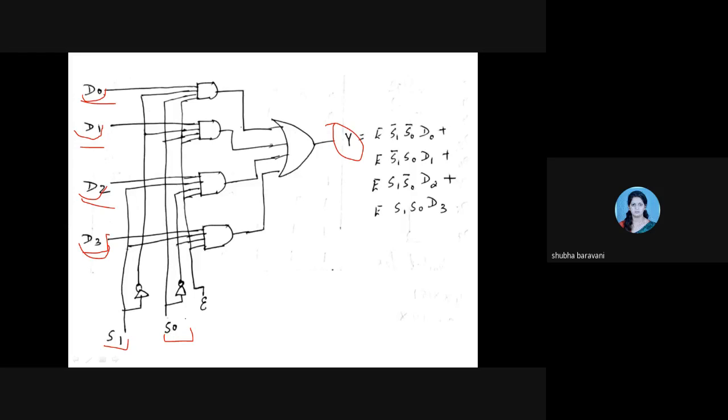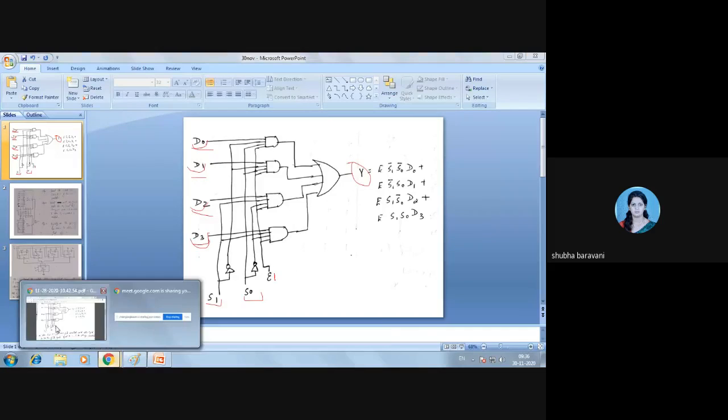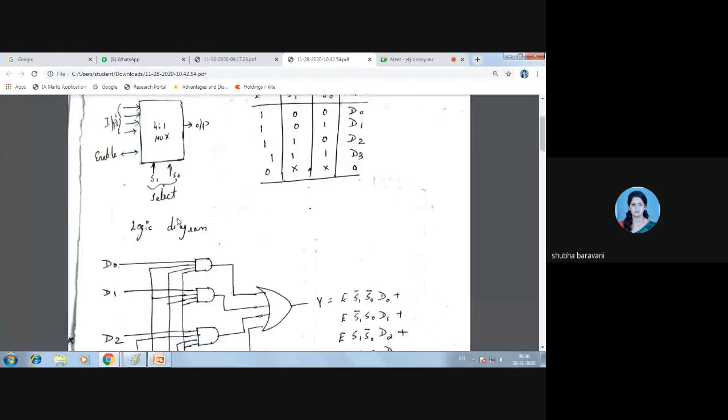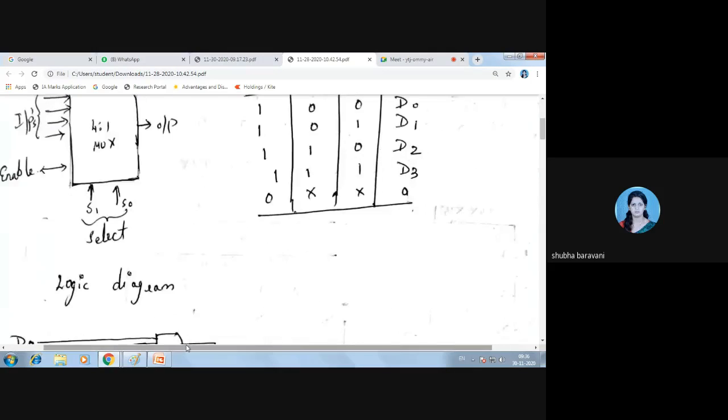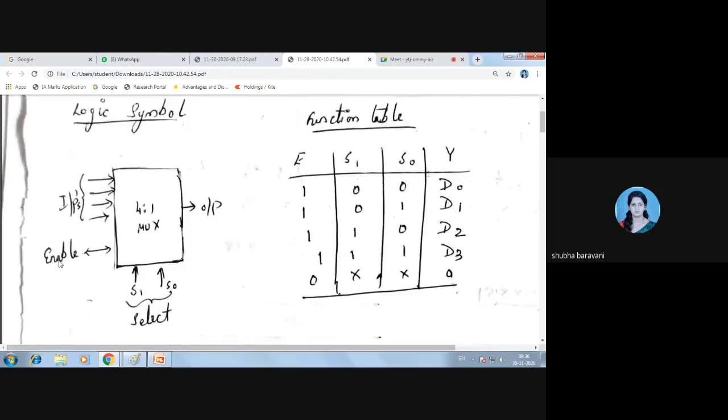Okay, so if you go through the function table, now see, enable has to be 1 so that your IC is in the active state. So if this IC is to be active and to provide you some output, your enable has to be 1. Either way, enable has to be 1, then only your IC will be in active state. So see, enable I have made 1.